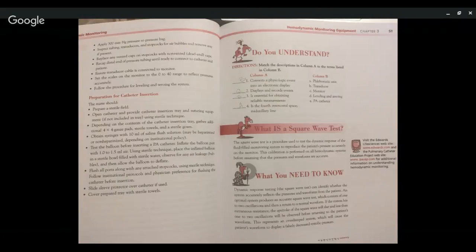What is a square wave test? The square wave test is a procedure used to test the dynamic response of the fluid-filled monitoring system to reproduce the patient's pressure accurately on the monitor. This calibration is performed on all hemodynamic systems before assuming that the pressures and waveforms are accurate.